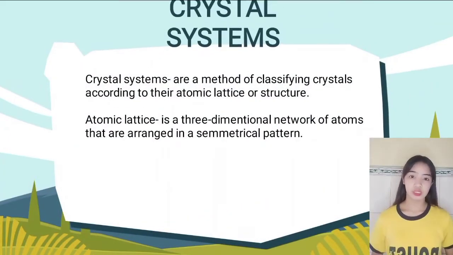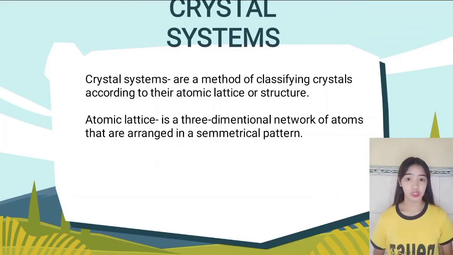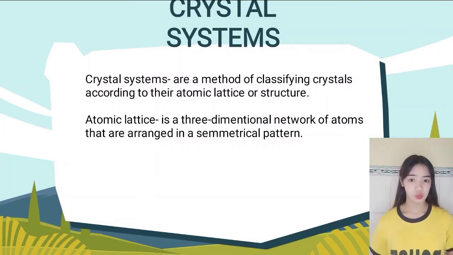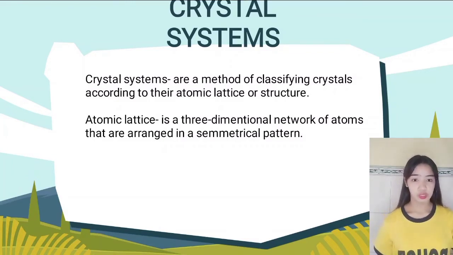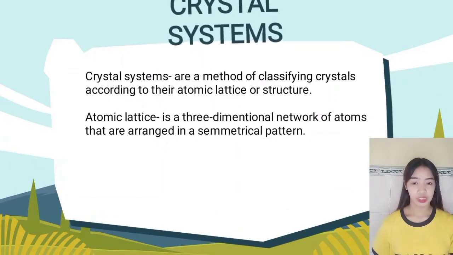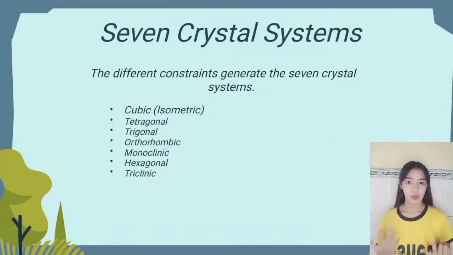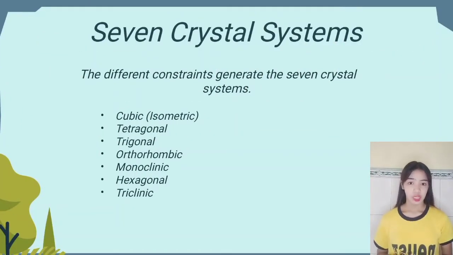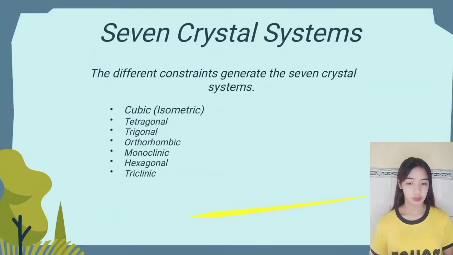The 7 crystal systems are a method of classifying crystals according to their atomic lattice or structure. An atomic lattice is a 3-dimensional network of atoms arranged in a symmetrical pattern. The shape of a lattice determines not only which crystal system the crystal belongs to, but also all of its physical properties and appearance. There are 7 crystal systems or groups, each with a distinct atomic lattice, and these are the cubic, tetragonal, trigonal, orthorhombic, monoclinic, hexagonal, and triclinic systems.